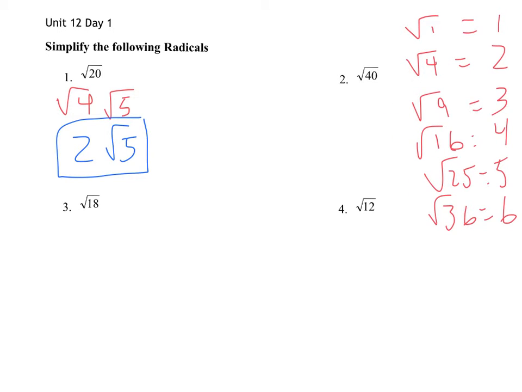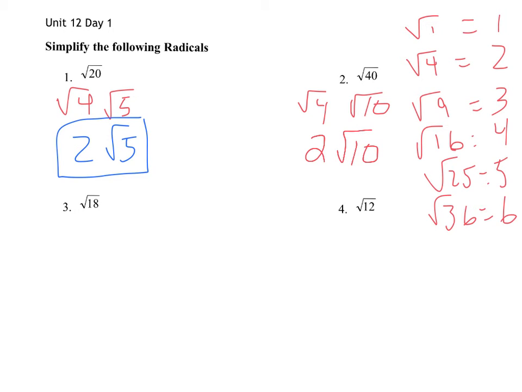So when we break this down, I usually list my perfect square first. So I'm going to do radical 4. And then, like Mr. Glant just said, what do I multiply 4 by to get 40? I multiply it by radical 10. Simplify, and we know that the square root of 4 is 2, and then we just bring down that radical 10.